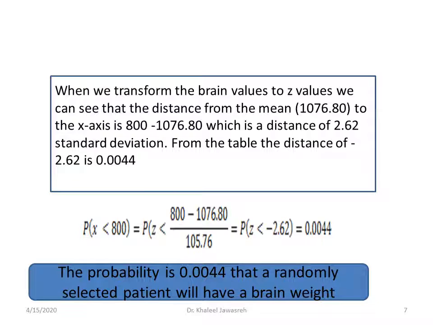In the body of the table, we find 0.0044, as we found here. We can find it in the body of the table. Just go to 2.62 in the z value, as we previously mentioned in the part of the table where we trained how to find the z values. This is the value, as you see here, by applying this equation, 800 minus 1076.18 over the standard deviation, that yielded minus 2.62.